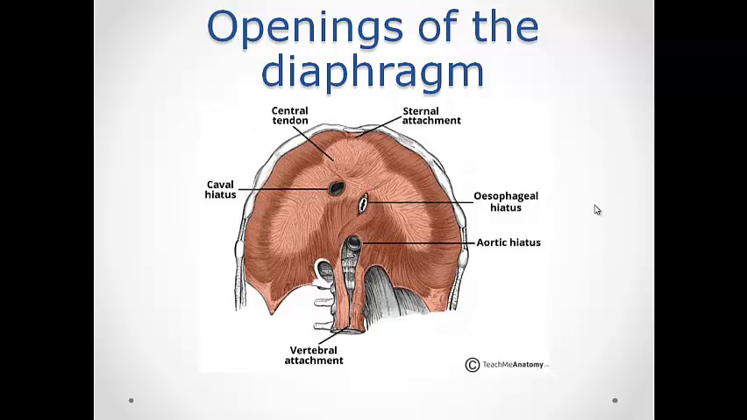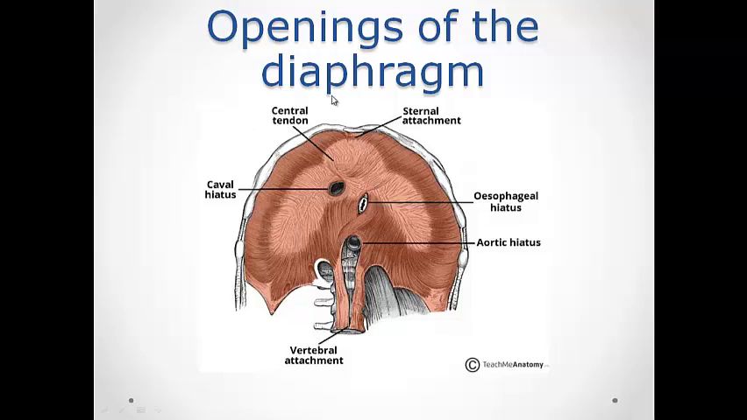Here next to the vertebral column, you can see there's an opening, and this is called the aortic hiatus. It transmits the descending aorta as it passes from the thorax into the abdomen. Over here, you've got another opening, which is called the esophageal hiatus, and clearly that's going to transmit the esophagus, passing from the thorax into the abdomen in order to reach the stomach.